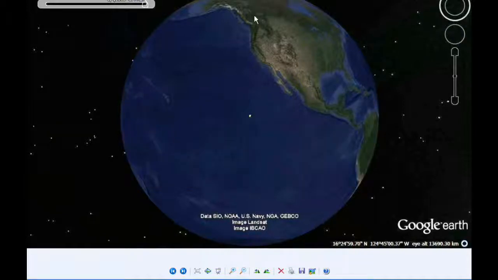And on the Google Earth map, this point here is the location on the Earth where Jupiter is at the zenith at the time of this event. And so this shows the visibility of this event. It looks like all of North America will see it, some of South America, and a lot of the Pacific, including Hawaii, will be able to see this event.